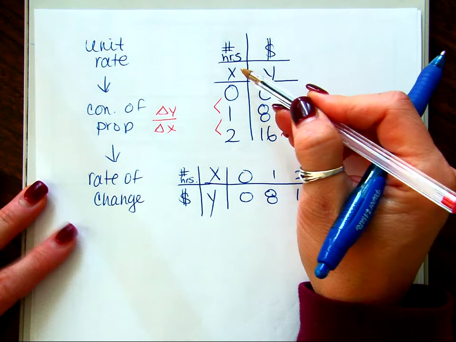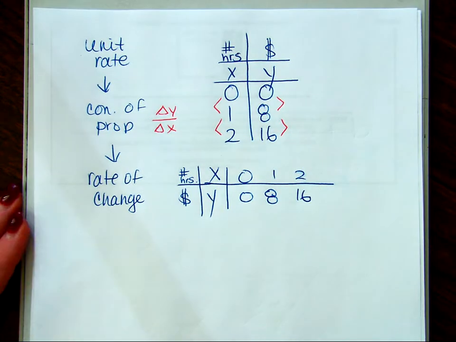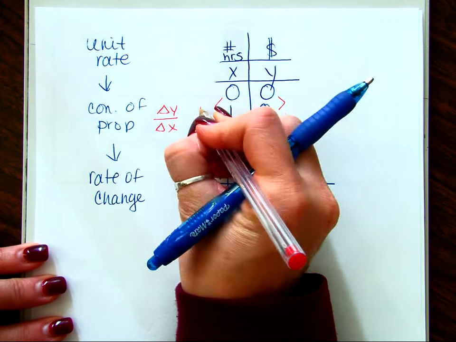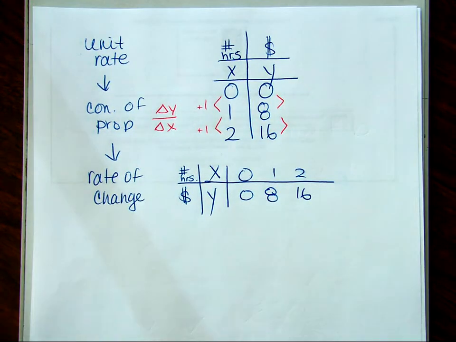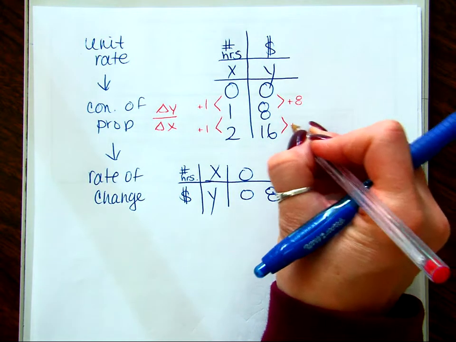What are my X values changing by? They're going up by ones. So I'm going to put a +1 here and a +1 there. What are my Y values changing by? 8. So I'm going to put a +8 here and a +8 there.